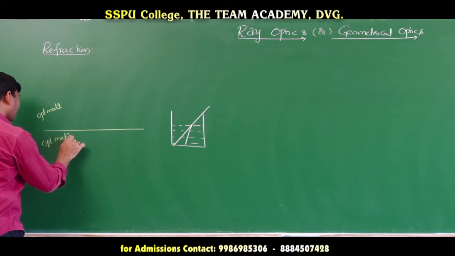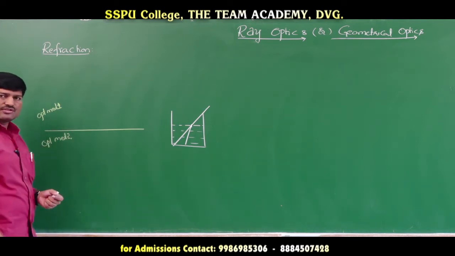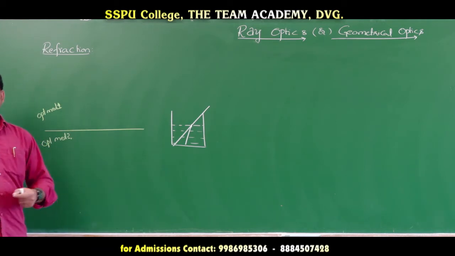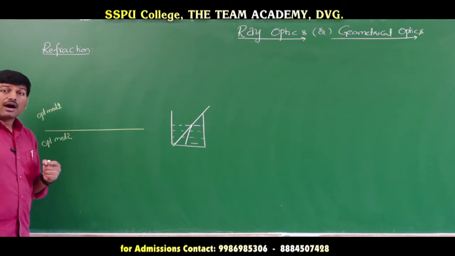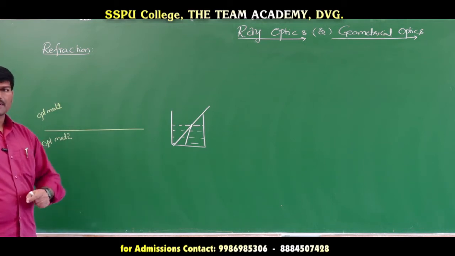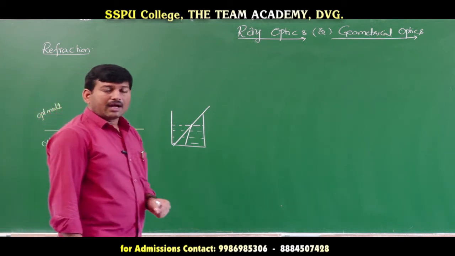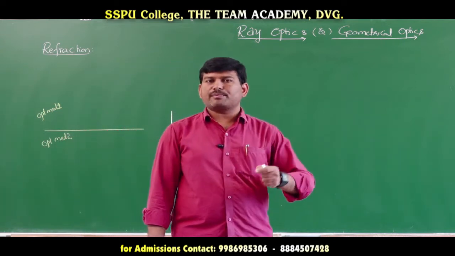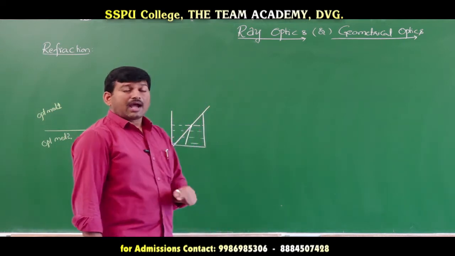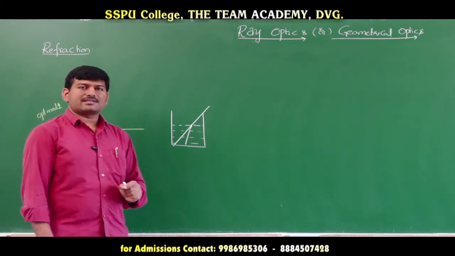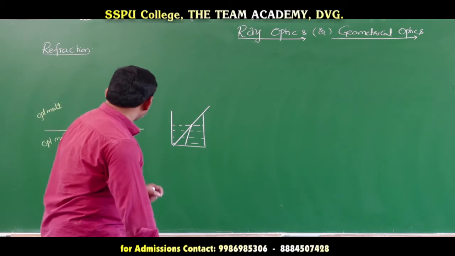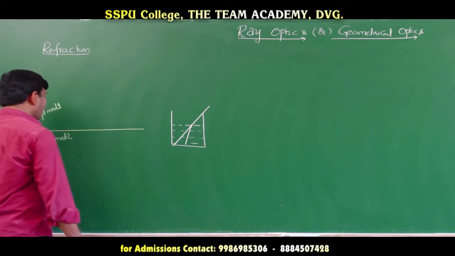Every time I won't write optical medium, simply I will use the word medium. Here in this chapter, medium refers to the optical medium. What is an optical medium? A medium through which light can propagate is said to be an optical medium. And a medium through which light cannot propagate is said to be an opaque medium. And a medium through which light will propagate partially is called a translucent medium. So here we are choosing the optical media.